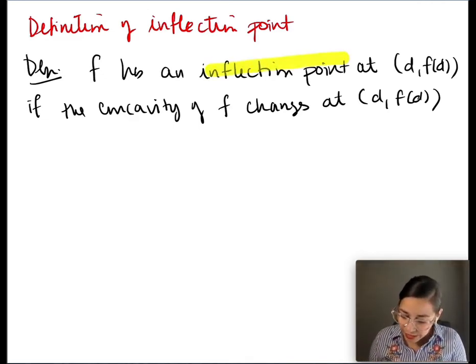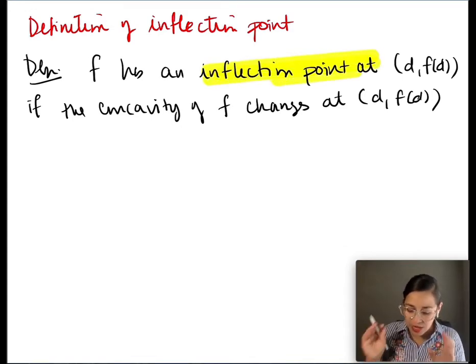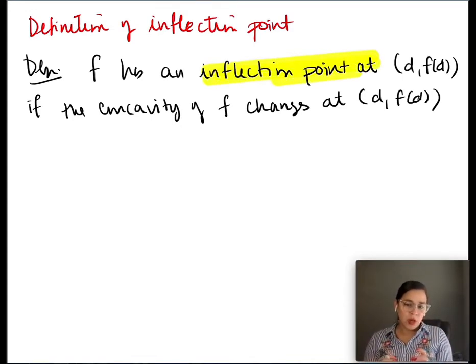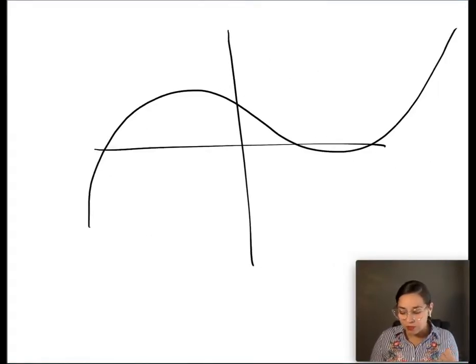So an inflection point is that point where the concavity of the function changes. So we know that if it's concave up and then it changes to concave down, then that's an inflection point. And if it goes from down to up, then that's an inflection point. And it'll look something like this, okay? It'll look something like this.